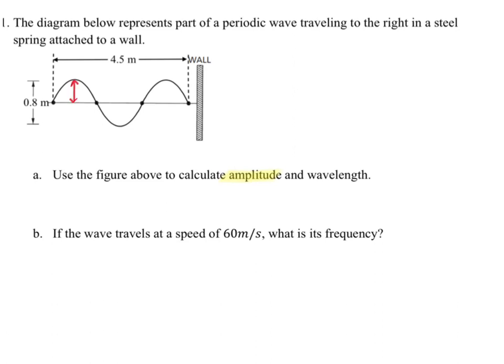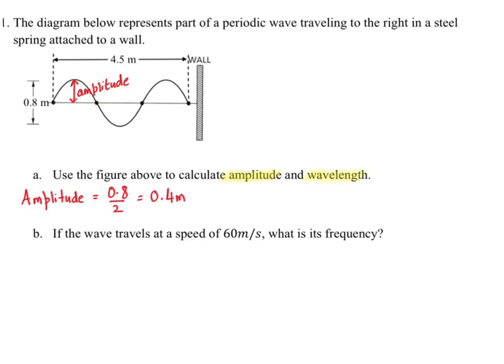So for amplitude, we know that it's the maximum displacement from the equilibrium position as labeled by the red arrow. That's our amplitude. Now amplitude will be equal to 0.8 over 2. As shown in the diagram, we can see that 0.8 is from the crest till the trough. So we have to do half of it, which is 0.4 meter.